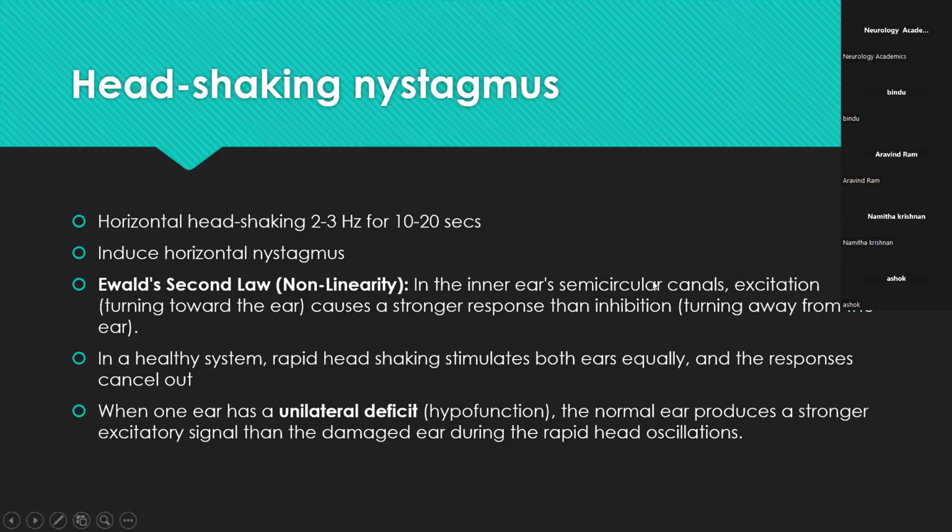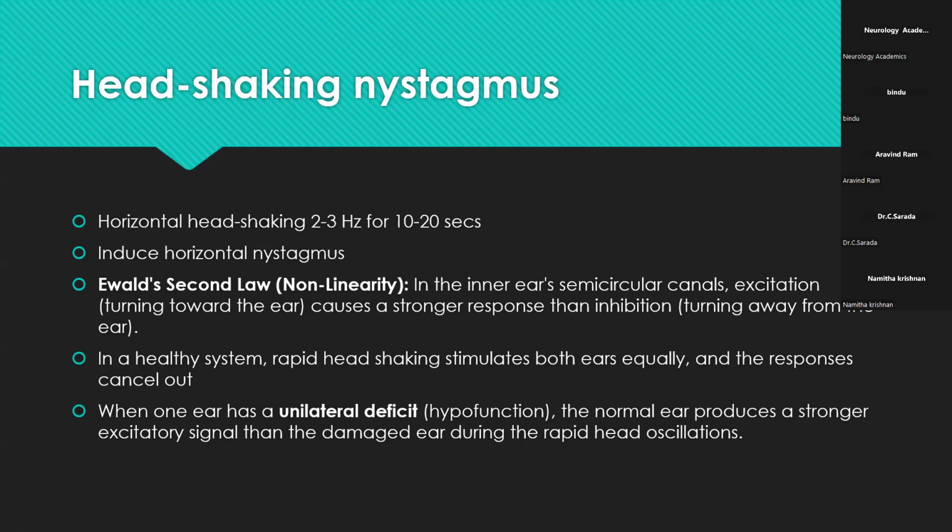Coming to another type, head shaking nystagmus. When the head is shaken horizontally at the rate of 2 to 3 hertz for around 10 to 20 seconds, it can induce a horizontal nystagmus based on this law called Ewald's second law, which is based on non-linearity. In the inner ear semicircular canal, excitation causes a stronger response than inhibition. So excitation is much more than inhibition. Firing will be much more than inhibition.